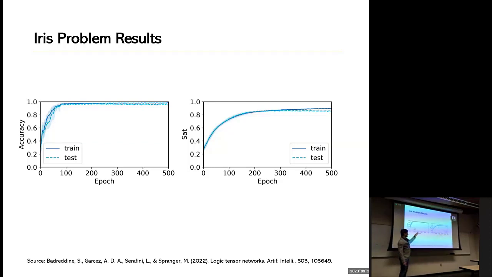What's interesting here is they used the satisfaction of constraints. There was no loss term in this for cross entropy or anything like that. And so they were still able to get good accuracy despite only looking at how the constraints were satisfied in the problem.